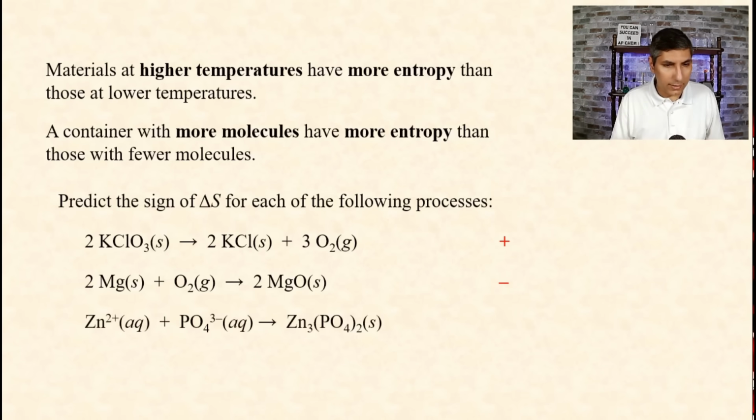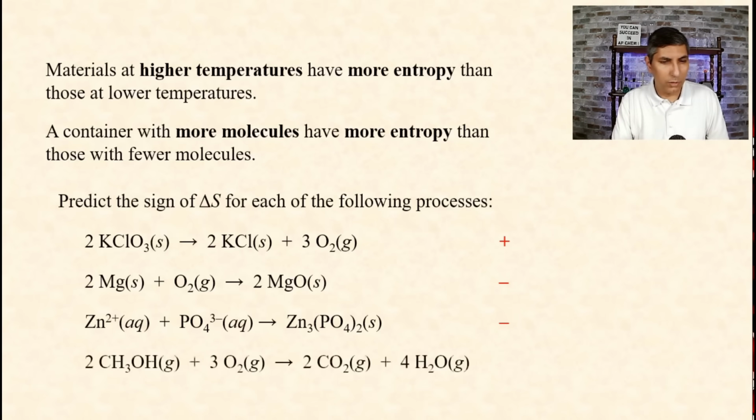Now, how about this case? Here we have two ions, those are aqueous, and they're transitioning to a solid. Well, aqueous has a moderately high entropy, solid has the lowest. So in this case, we are decreasing in entropy, so we have a negative sign for delta S. And then let's do one more here. We have this combustion reaction.